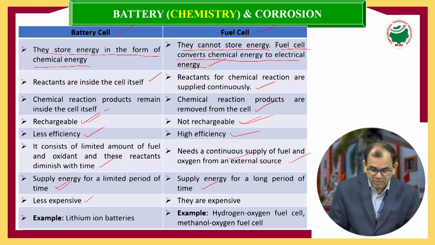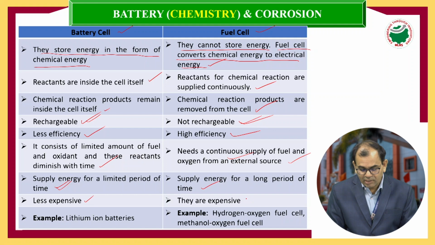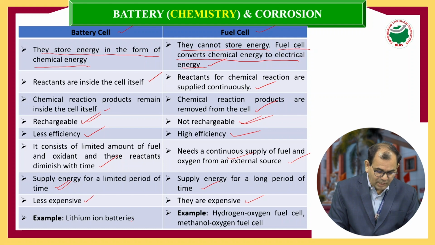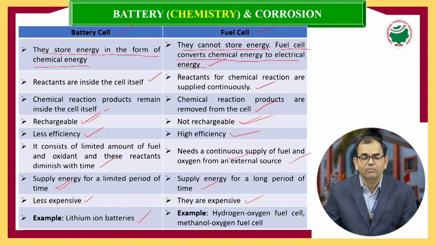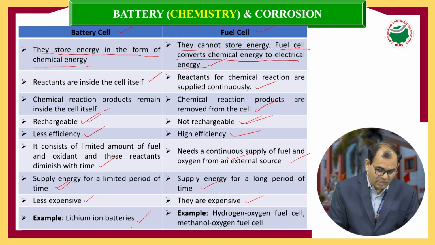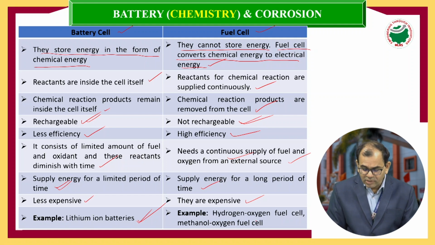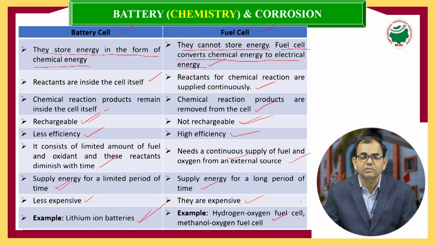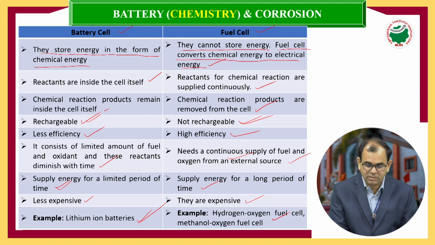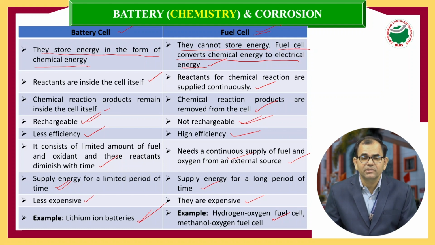Batteries are less expensive, and fuel cells are more expensive. Now, what are the examples? For batteries, the lithium ion battery, which we use in our mobile phones, with charging and discharging in a continuous cyclic process, is the best example. And the hydrogen oxygen fuel cell is the best example for fuel cells. These are the major differences between battery and fuel cells.